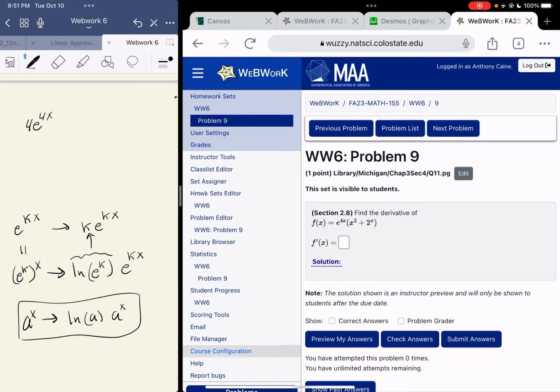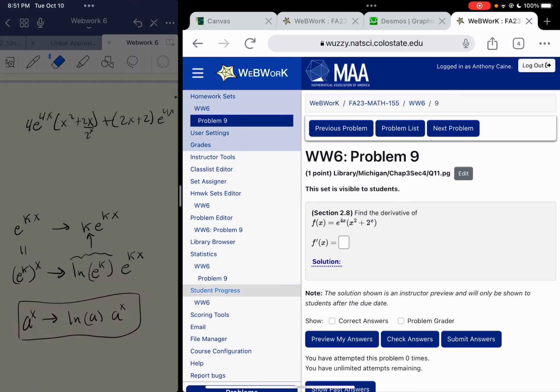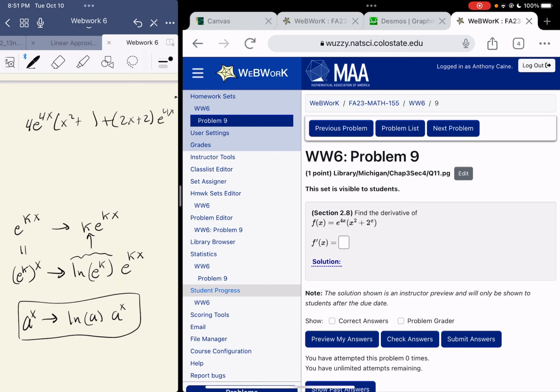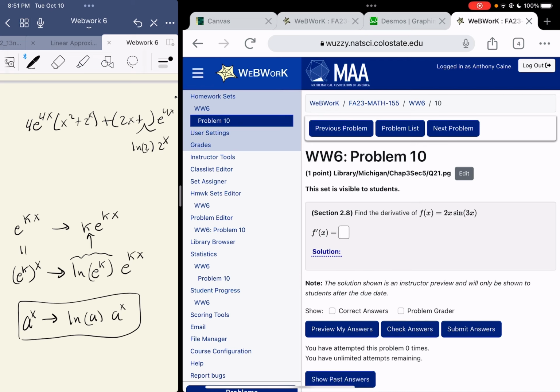So, all right, derivative of the first times the second, x squared plus 2x, plus the derivative of the second, 2x plus 2, times the first, e to the 4x, right? Product rule. Oh, I messed it up. This is supposed to be 2 to the x. Sorry, so this should be 2 to the x. I need a tiny eraser. There we go, thank you. 2 to the x, and similarly, plus parentheses, and right there I need to do natural log of 2 to the x. So, the derivative.